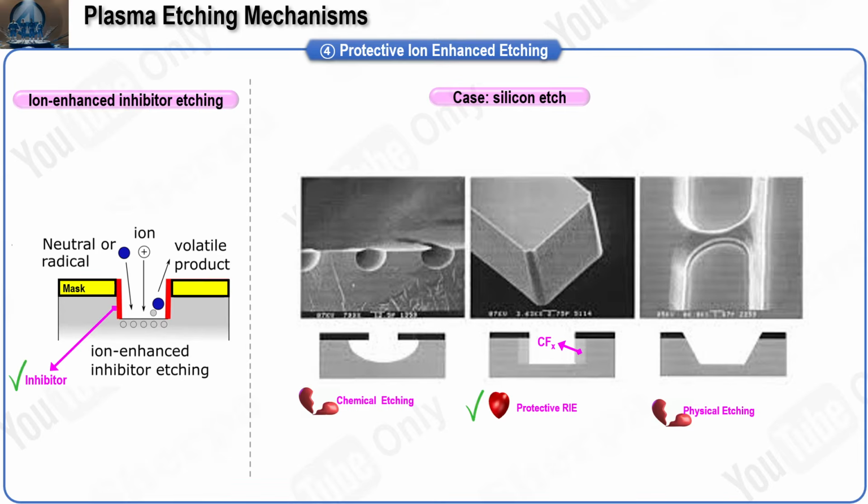Sidewalls receive little ion flux, so the inhibitor remains and blocks lateral chemical attack. The bottom sees the full ion flux, the inhibitor is knocked off, fresh bonds are exposed, and the chemistry runs fast there, which drives vertical removal.